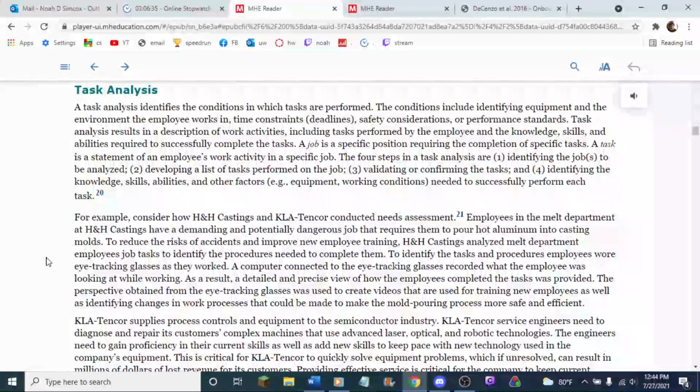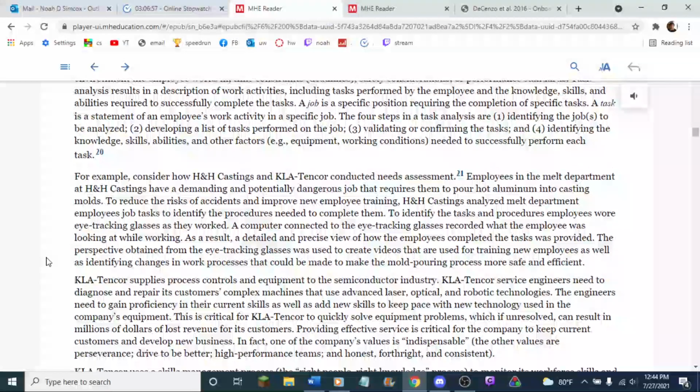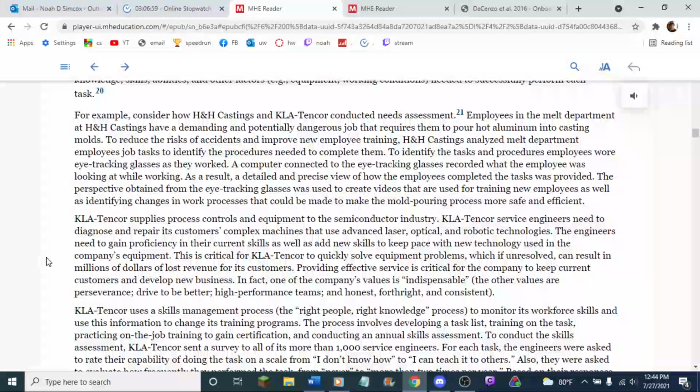The 4 steps in a task analysis are identifying the jobs to be analyzed, developing a list of tasks performed on the job, validating or confirming the task, and identifying the knowledge, skills, and abilities and other factors, e.g. equipment, working conditions, needed to successfully perform each task. For example, consider how H&H Castings and KLA Tencor conducted needs assessment.